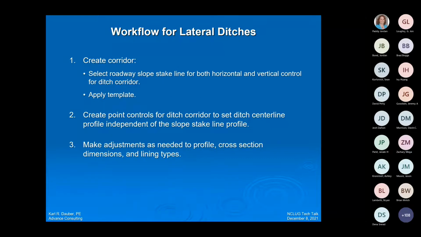Lateral ditches, it's a little bit different. We go straight to the corridor because we don't need to create a horizontal and vertical alignment for lateral ditches, because we can use the roadway corridor for that. We can select a roadway corridor slope stake line and use that for both horizontal and vertical control for the ditch corridor, and then apply the template. And another thing that makes lateral ditches different is that we need to use point controls for the ditch corridor to set a ditch centerline profile that's independent of the slope stake line profile. And then lastly, just like with the head and tail ditches, we make adjustments to the ditch corridor as needed to finalize the design.